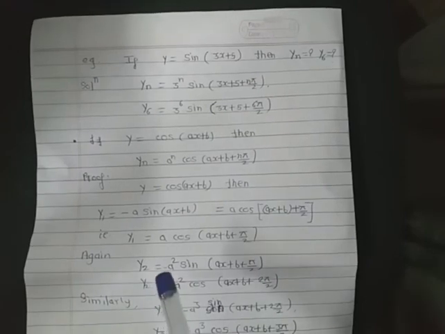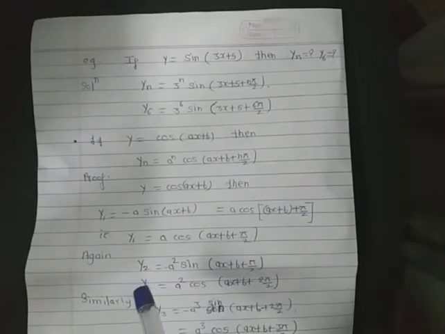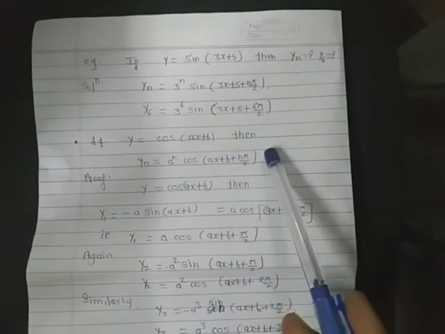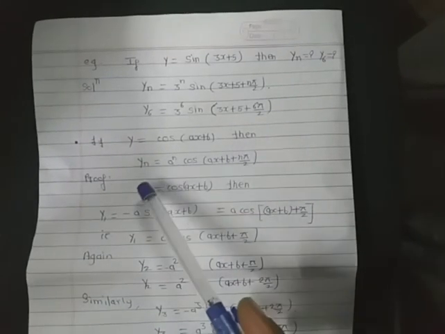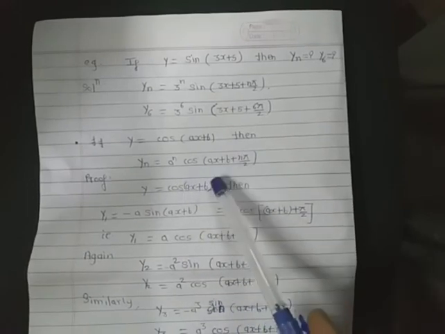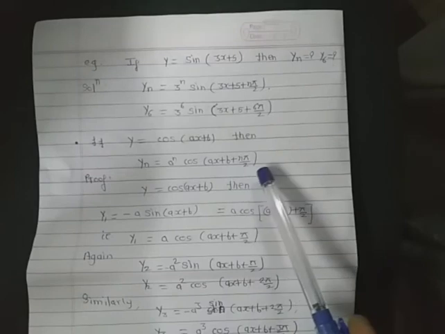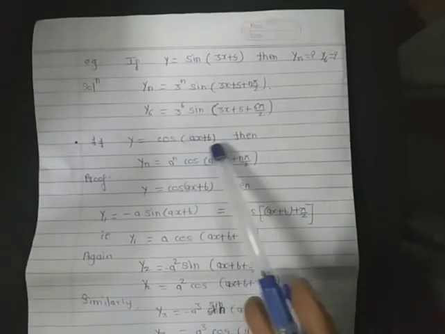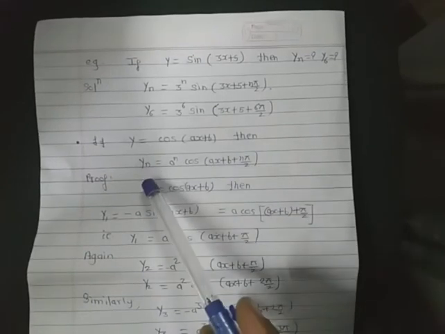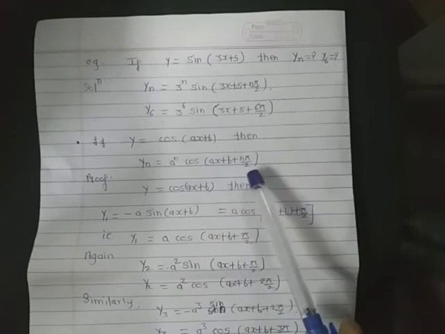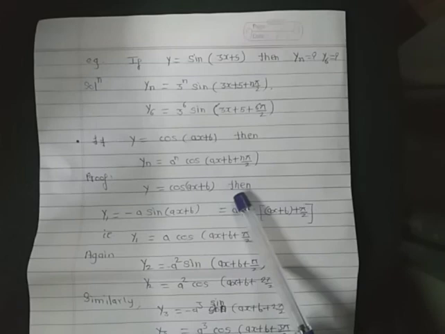Similarly, now we consider the next result. If y equal to cos of ax plus b, then yn equal to a raised to n cos of ax plus b plus n pi by 2. That means we have to find the nth derivative of cos of ax plus b, and we have to prove that yn equal to a raised to n cos of ax plus b plus n pi by 2. Let us see the proof of this result.